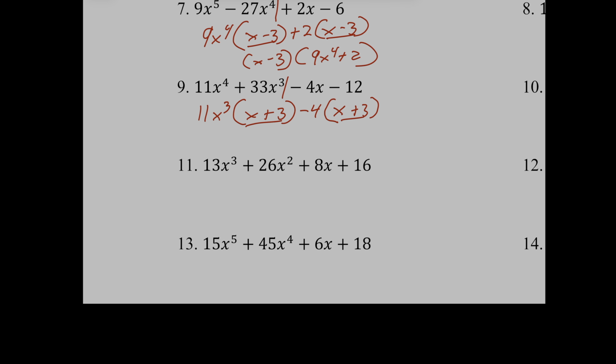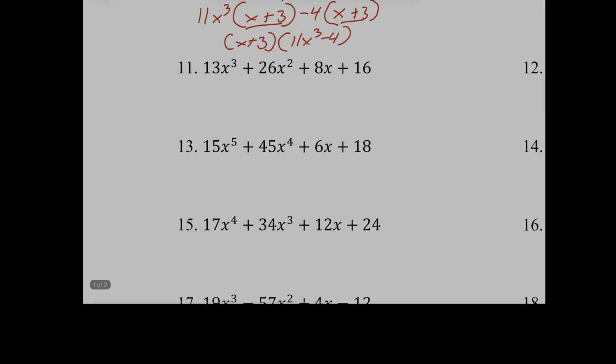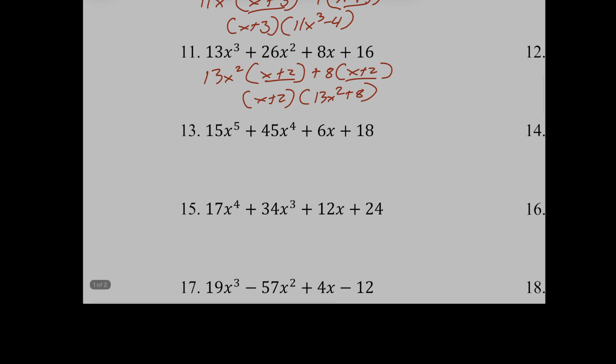All right, and look at those. They're the same. X plus 3, and what's left over? 11x cubed minus 4. All right, let's keep going on here. Let's go on to number 11. I can pull out a 13x squared, and that'll leave me with an x plus 2. Here I can pull out a positive 8, and I'm left with an x plus 2. Yay, I got the same thing that I wanted right there, which I love, and I'm left with a 13x squared plus 8.